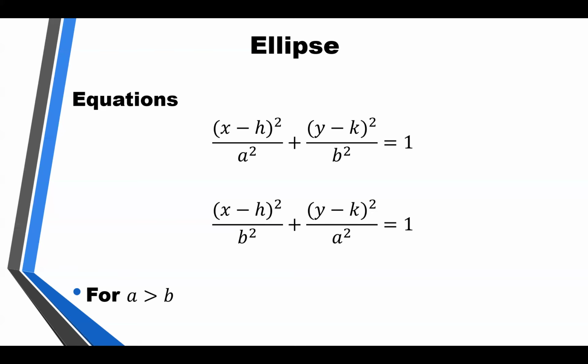Now, the difference between these two equations has to do with the assumption that we're going to make that a is the bigger number. If a is the bigger number, then what's going to happen in this first type of equation is that the ellipse is going to be stretched out more in the x direction than in the y direction. If the a squared is underneath the y minus k part, then it's going to be stretched out more in the y direction than in the x direction.